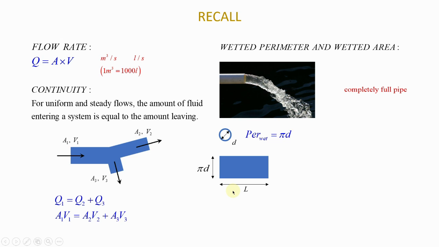So now if we want to find the wetted area, okay, it's the area of that rectangle, because the whole inside of the pipe is wet. As we said, this pipe is completely full with water, okay? So this whole area is wet. So to find the wetted area, you just need to find the area of this rectangle. And so if you do that, what you get is L multiplied by pi d, or if you want, you could say pi dL. Okay, so that is the wetted area.